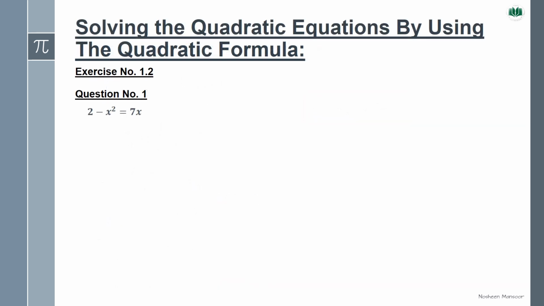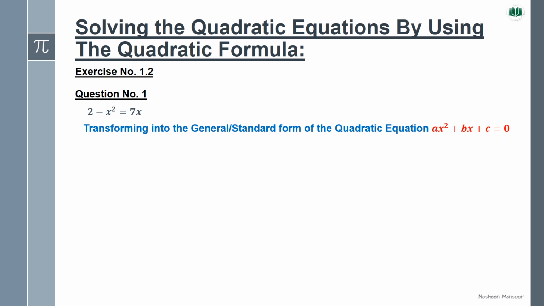Now, let's apply the quadratic formula to solve quadratic equations. For that, consider exercise 1.2 question number 1. 2 minus x square is equal to 7x. As you know, to solve quadratic equations by any method, the equation should be in the general form. So transforming the given equation into the general form. Observe that here the leading coefficient of the given equation is minus 1. We want our leading coefficient to be positive, so we will move 2 minus x square to the right hand side. So 0 is equal to x square plus 7x minus 2.